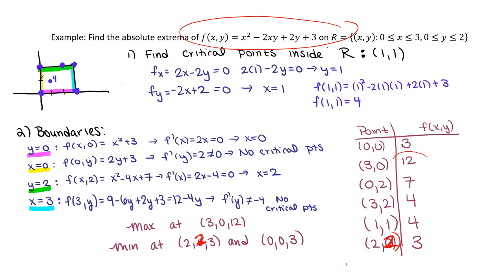The largest z value is 12. So I have a max at the point 3, 0, 12. And then the smallest I see is 3. That occurs at 2 different places. So I have minimums at the points 2, 2, 3 and 0, 0, 3.